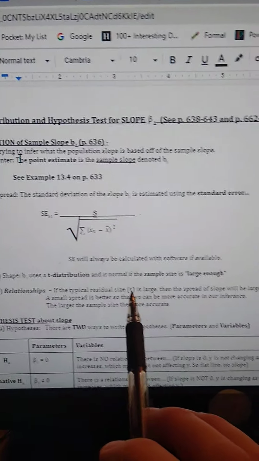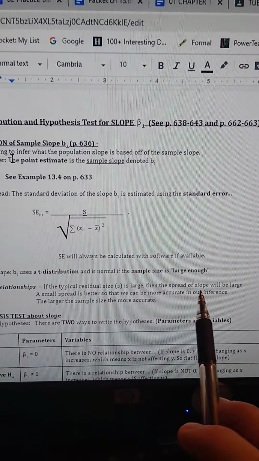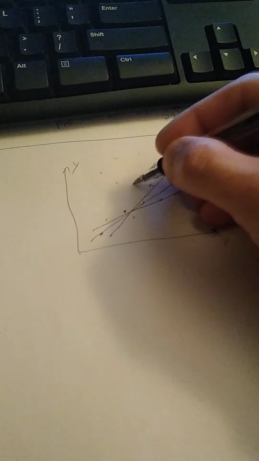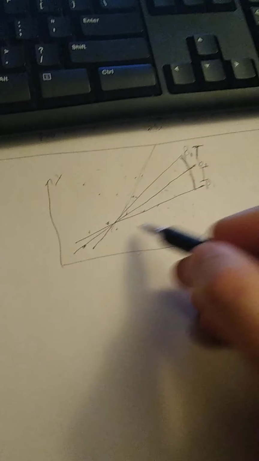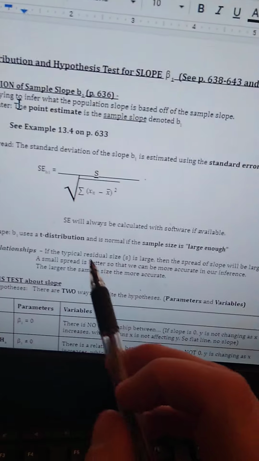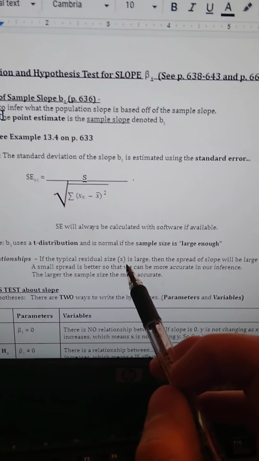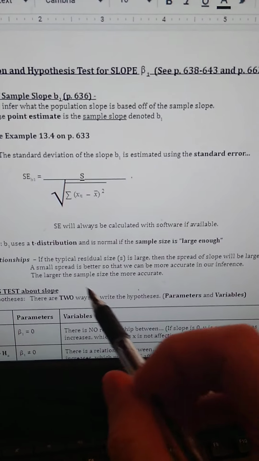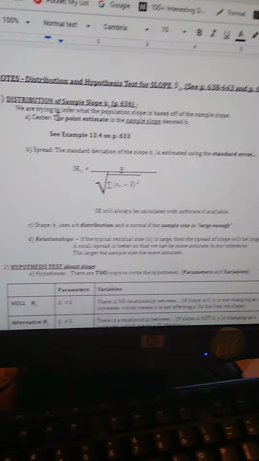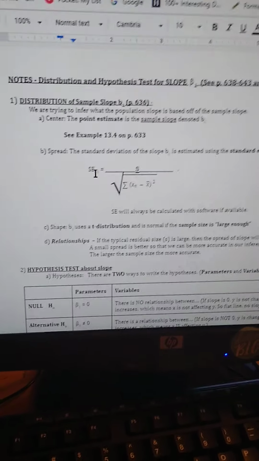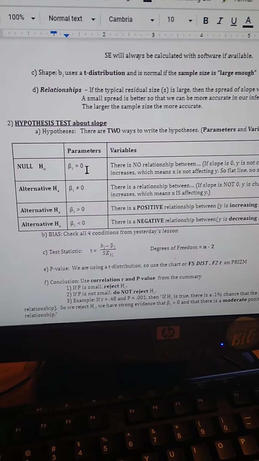A few relationship items. If the typical residual size S is large, then the spread of the slope will be large. So if I have points really spread out, points up here, down here, that typical residual size is going to be much bigger, which means my population slope could vary much more because those points are more spread out. A small spread is better, obviously, so that we can be more accurate in our inference. And as always, the larger the sample size, the more accurate we're going to be. That's just a quick synopsis on the distribution for slope with a T distribution.